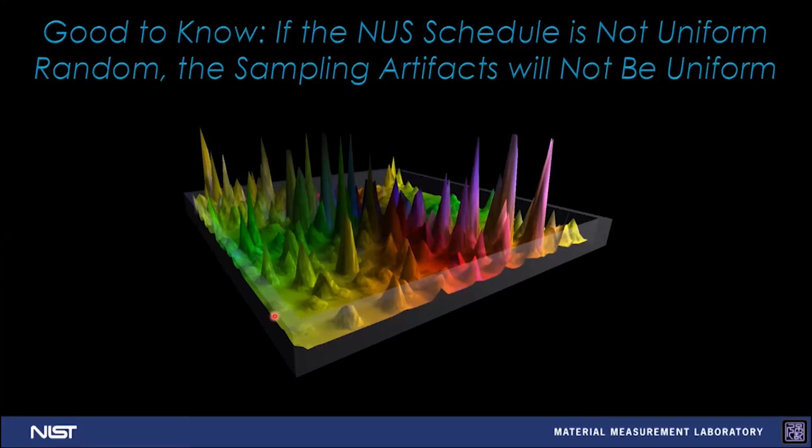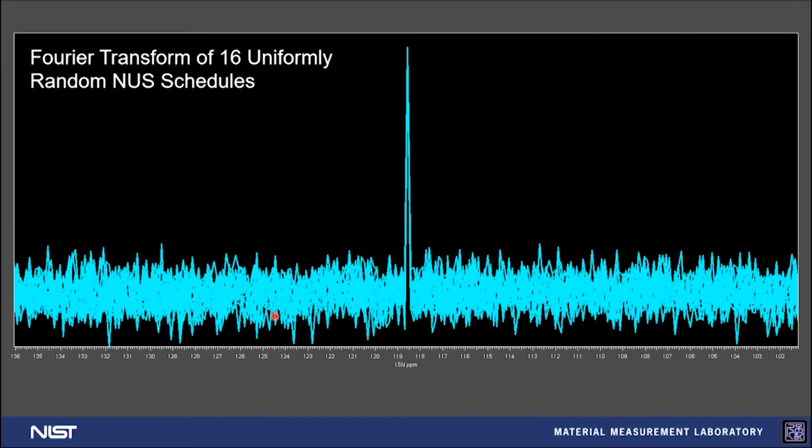Here's another lesson which I hope you will find interesting. It's a good reminder, which is that different shapes of sampling schedules give rise to different artifacts in the spectrum. And so these days, the most common types of sampling schedules that we see are either uniform random or Poisson gap, weighted so that we have lots of samples at the beginning and lots of samples at the end.